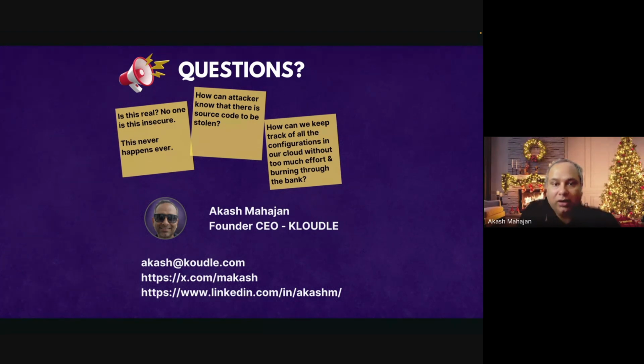How can the attackers know there is source code to be stolen? AWS for a very long time used to promote this service called Elastic Beanstalk, which is simply, this is before Lambdas became popular, where your source code was hosted on S3, and then it would be deployed as a kind of virtual machine, but a managed virtual machine. So it's very common to find source code in S3 buckets.